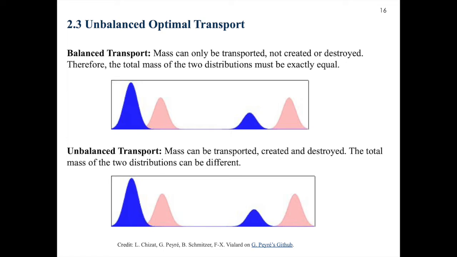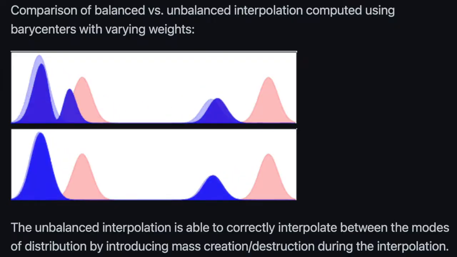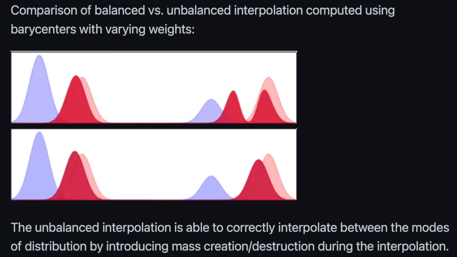So up until now, we have only considered the case where the total mass of the two distributions are equal. And also mass can only be transported from one place to another. This belongs to the realm of the balanced optimal transport. Indeed, we can relax one or both of the conditions. So in addition to mass transportation, we can also allow mass to be created and destroyed. By doing so, we no longer need to strictly enforce the equal total mass condition. So this gives us an unbalanced optimal transport.